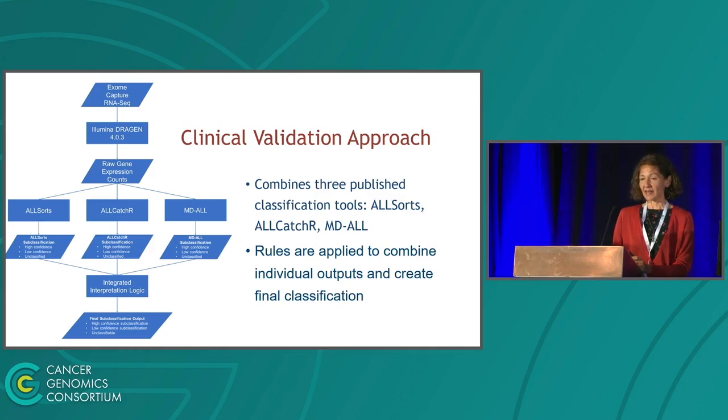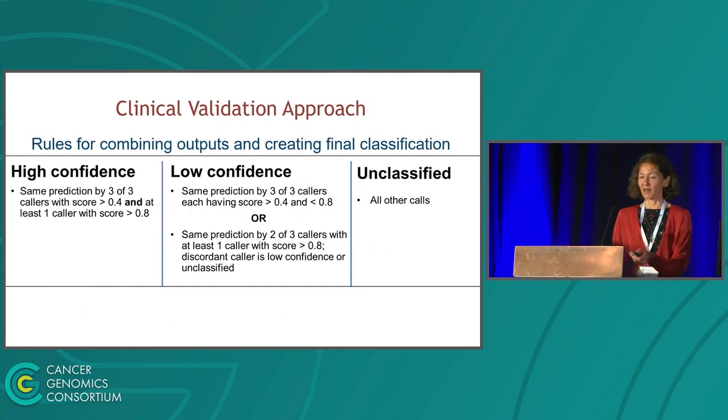And then we take a class determination and a confidence score from each of these tools. We apply our own rules for how to combine those outputs and then provide the final classification. So this is just how we decided to combine outputs from individual tools. For example, we will classify something with high confidence if all 3 tools give the same prediction, all 3 have confidence score above 0.4, and at least one has confidence above 0.8. Then we defined our rules for low confidence classification, and finally, if none of the rules are met, then we call the case unclassified.